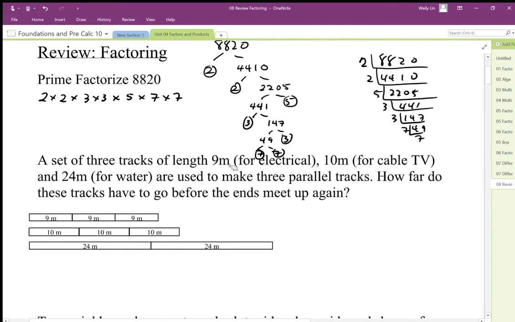Okay, so here we're making 3 lengths of track. I guess somebody's building a house or something. We have 9-meter tracks for electrical, 10-meter tracks for cable TV, and 24 meters for water. So this must be in a city or along a road. And we're making 3 parallel tracks, and we need to know how far we need to go before these tracks meet up again. So we need them all to have the same endpoint. So basically we're looking for the lowest common multiple.